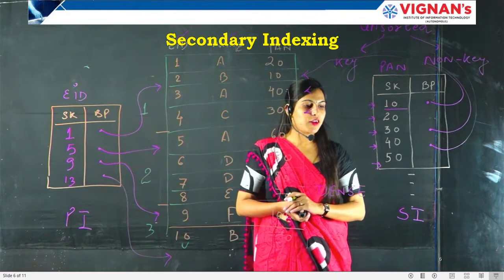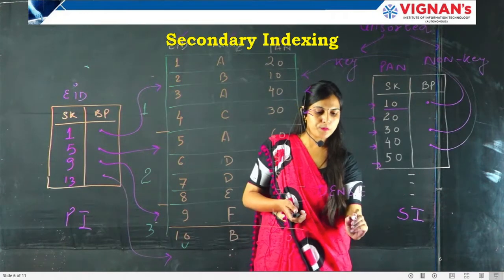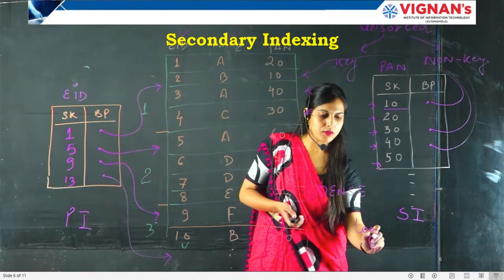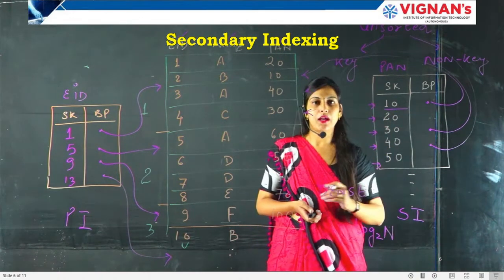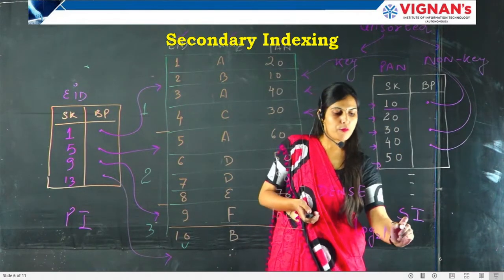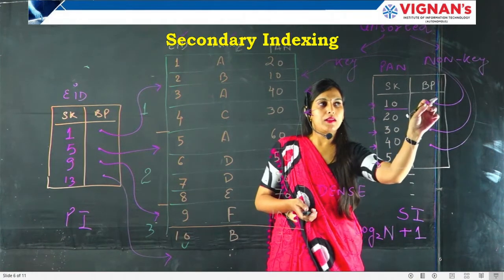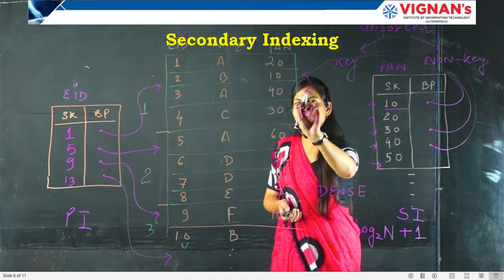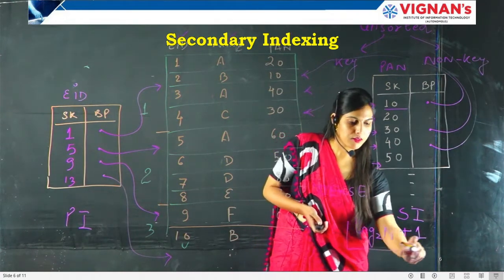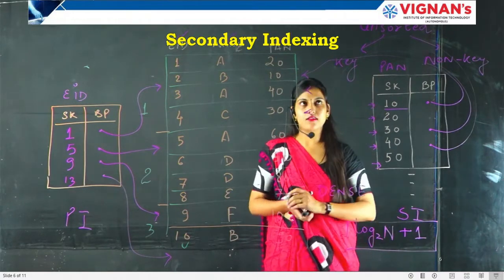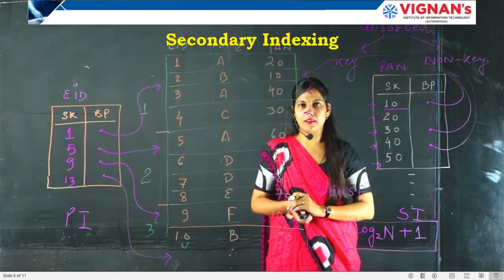So in that case, what will be the time complexity for searching the index file? It is log base 2 n, where n is the number of blocks present in my index file, plus 1, because once you find the required key, the pointer will take you to the particular desired record. So for that 1 is added. So this is the complexity when we have unsorted and unique data in secondary indexing.